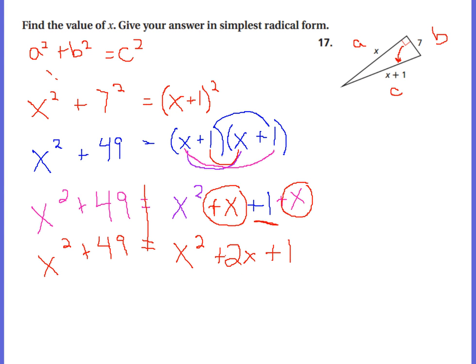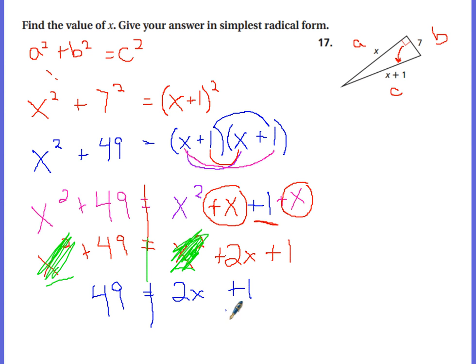Okay, when you've got something on both sides of the equal sign, so I have an x squared over here, and I have an x squared over here. Those are just going to cancel each other out, so just cross them out. They basically just get rid of each other. Okay? So now what do I have? Now I have 49 equals 2x plus 1.